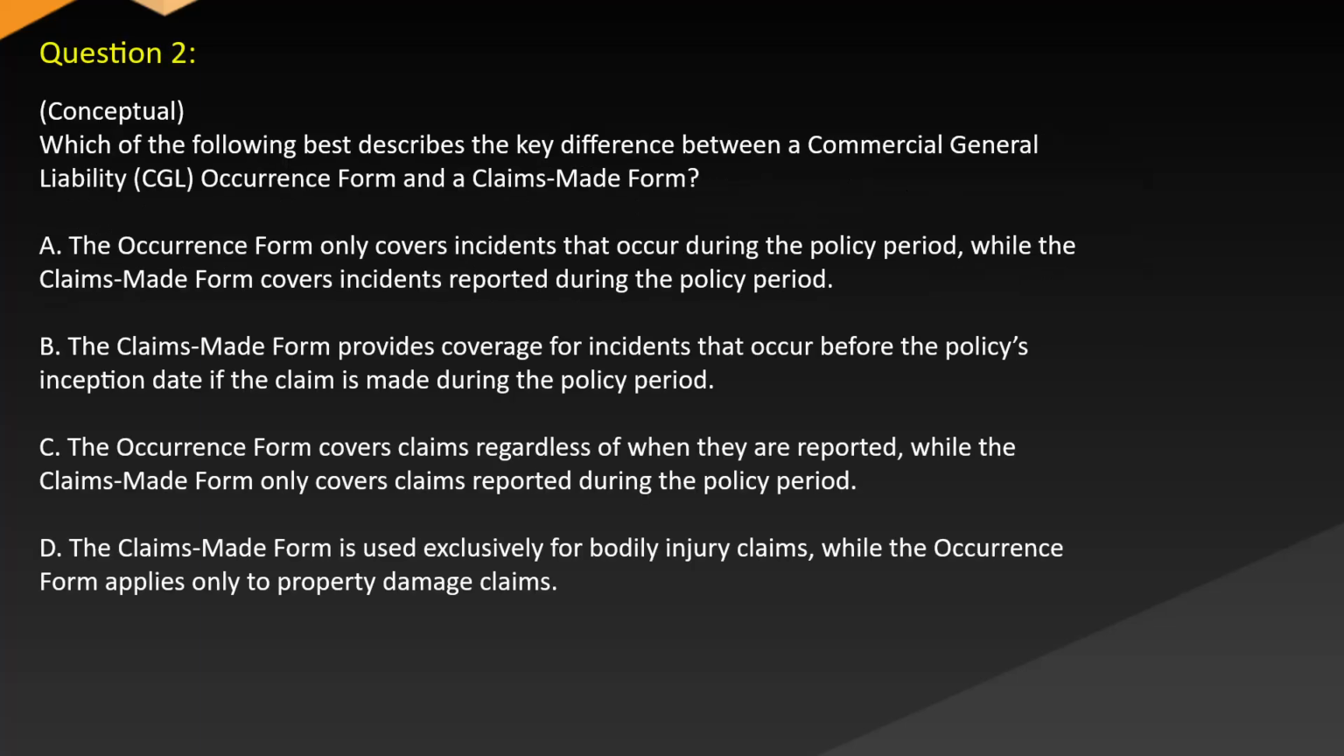Question 2. Conceptual. Which of the following best describes the key difference between a commercial general liability (CGL) occurrence form and a claims-made form? A. The occurrence form only covers incidents that occur during the policy period, while the claims-made form covers incidents reported during the policy period. B. The claims-made form provides coverage for incidents that occur before the policy's inception date if the claim is made during the policy period. C. The occurrence form covers claims regardless of when they are reported, while the claims-made form only covers claims reported during the policy period. D. The claims-made form is used exclusively for bodily injury claims, while the occurrence form applies only to property damage claims.